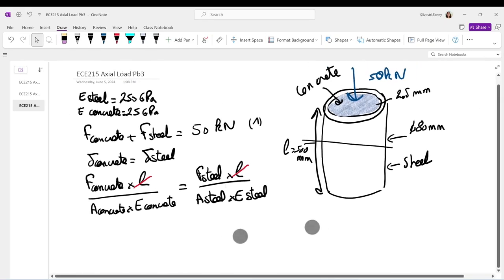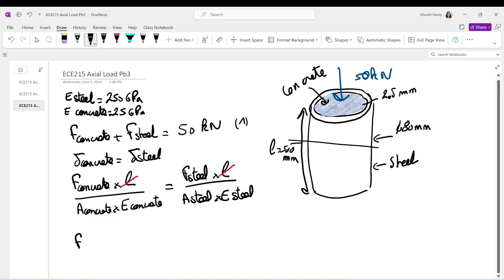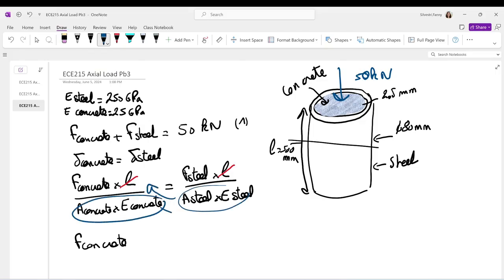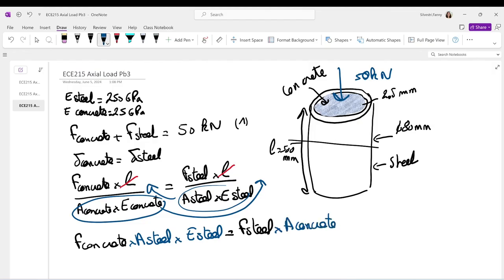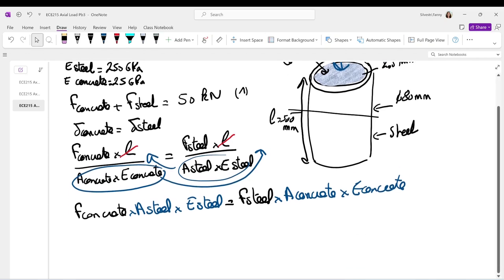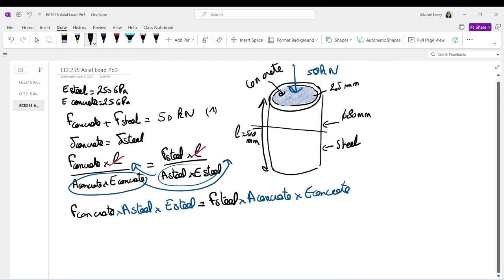Okay, I will write the force in the concrete, and I will move that over there, and that over there. So force in the concrete times the area of the steel times the Young modulus of the steel equals the force in the steel times the area of the concrete times the Young modulus of the concrete. Let's find all this information, and again in black that's our unknown.